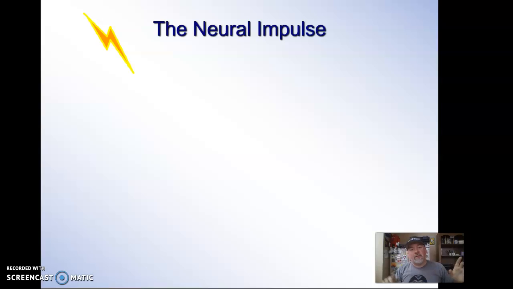So he talked about the neural impulse, and he ended with the synapse, and that is the gap between one neuron and the next neuron where the neurotransmitters pass. And I always wondered, why is there a gap? Why aren't they actually connected? Why aren't they touching?